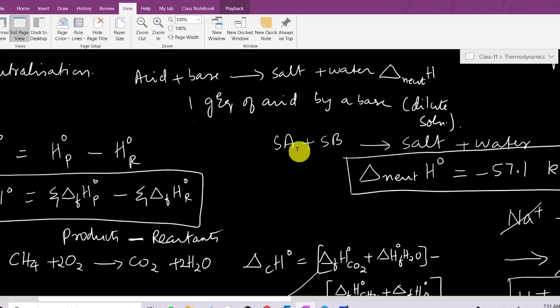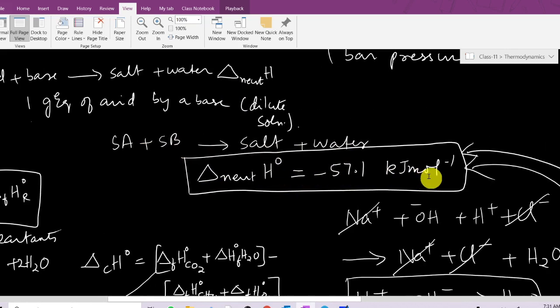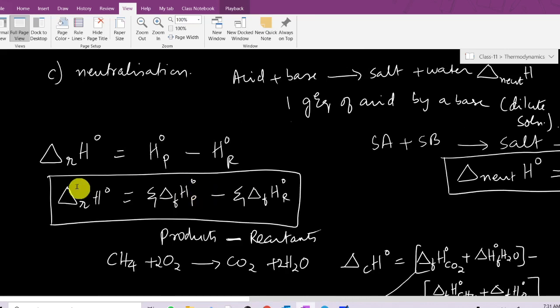For a strong base and a strong acid forming salt plus water, the neutralization value is a fixed value, that is minus 57.1 kilojoule per mole. So you note down this value for enthalpy of neutralization. In a numerical problem in your school test, you have to remember this value. They will not give you this value. They expect you to remember the enthalpy of neutralization of a strong acid and strong base forming salt and water.